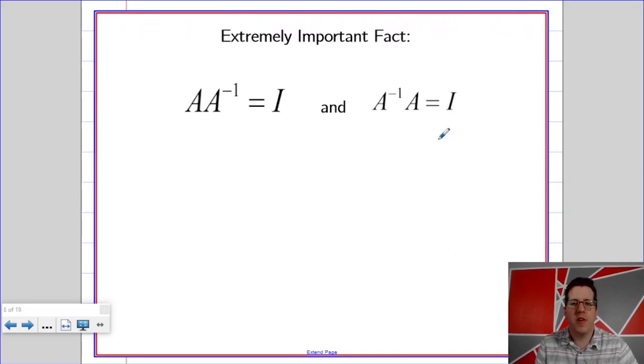This is a reminder of an extremely important fact, that A times its inverse equals the identity matrix, and the inverse times A also equals the identity matrix. Since multiplication in matrices is in general not commutative, we need to make sure that we say both.